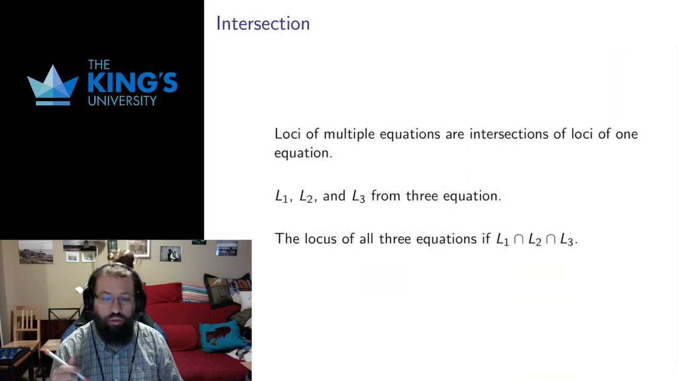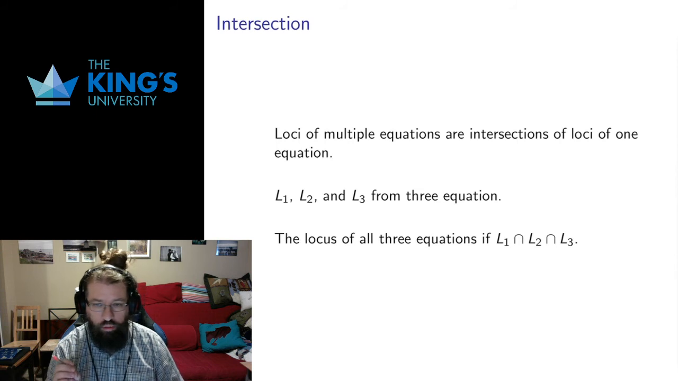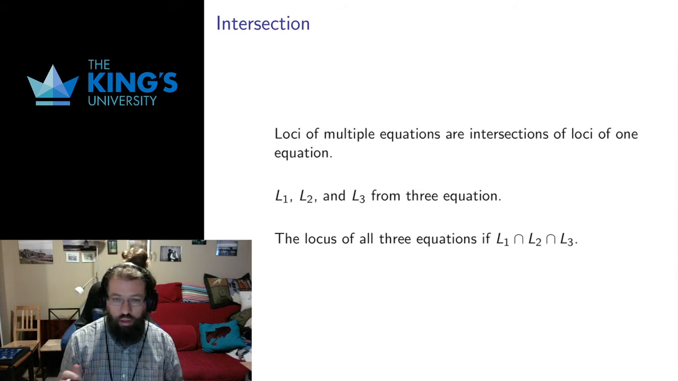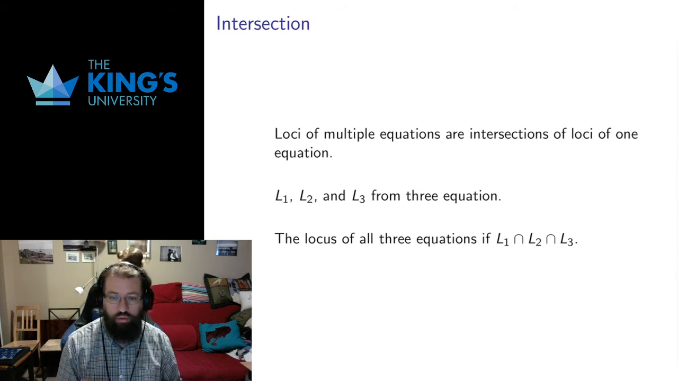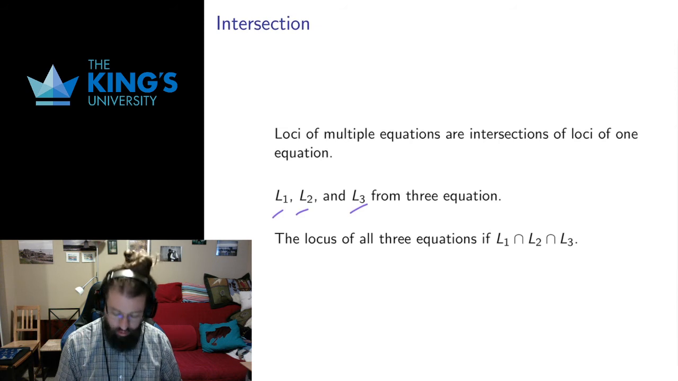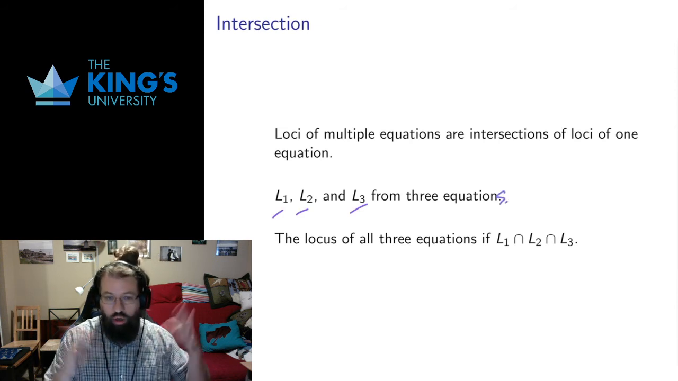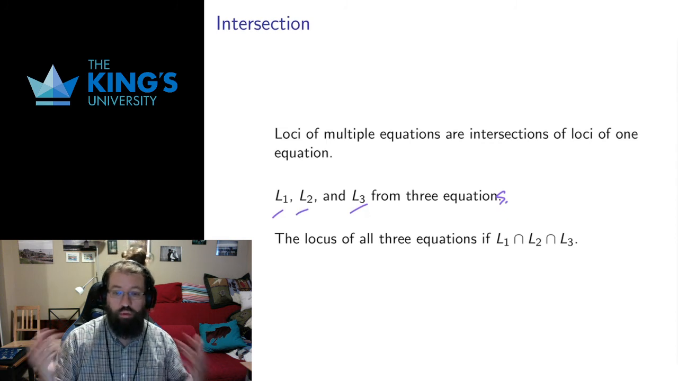I already mentioned intersection. The connection between loci and intersection is really important, so I want to point out that concept here before I finish this video. So I can think of a locus of multiple equations as the intersection of each of the individual loci. So say I have three loci, L1, L2, L3, that come from three equations. Each of them are hyperplanes, essentially. Each of them, there's one restriction.